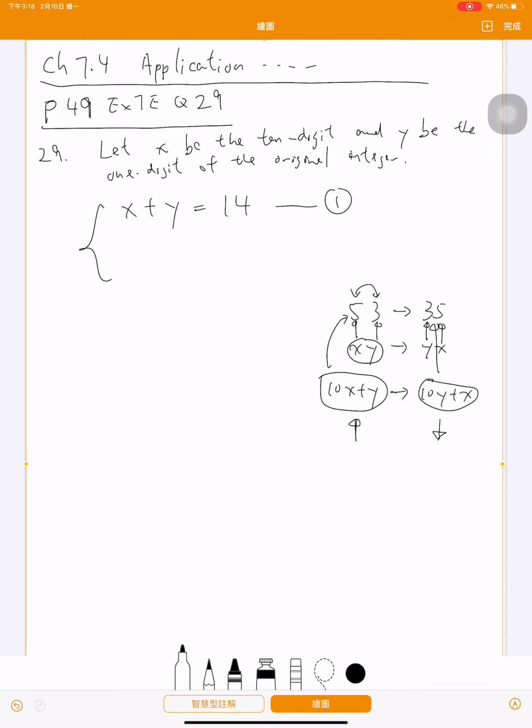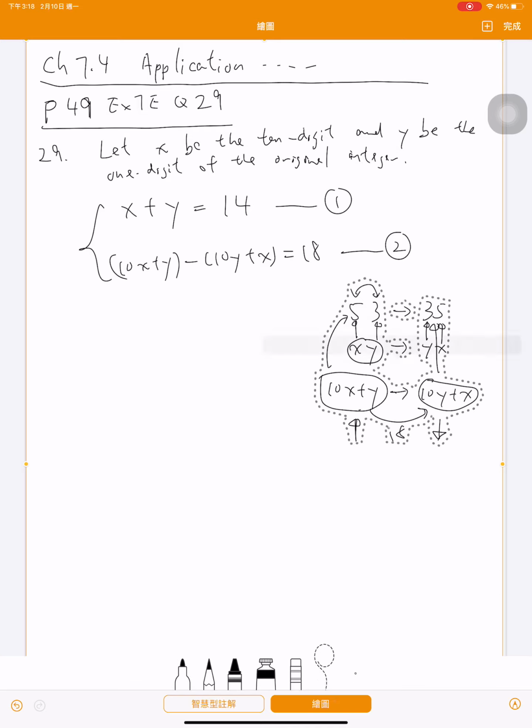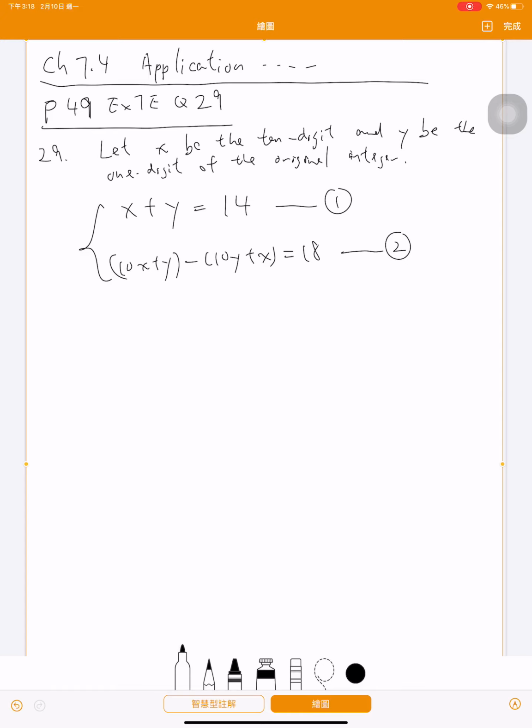So we may write down 10x plus y, minus the smaller one, and the difference is 18. Understand? This one is bigger than this one by 18, right? So minus it will become 18. After you get these equations, I think the solving is easy. For application problems, making these two equations is the main concept, or main point, of the question. If you can make these two equations, then you can solve them.